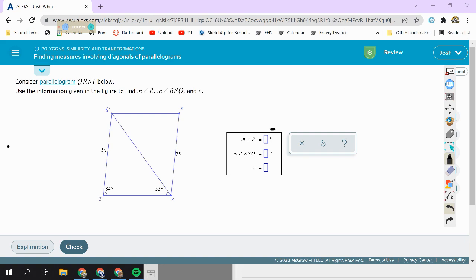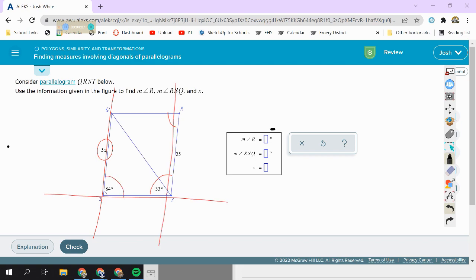All right, same idea. What is the value of little x? It's got to be 5 again in this case, because 5x has to equal 25, so it's 5. Okay. What is the measure of angle R? 84. Okay. What is this angle measure? 96.